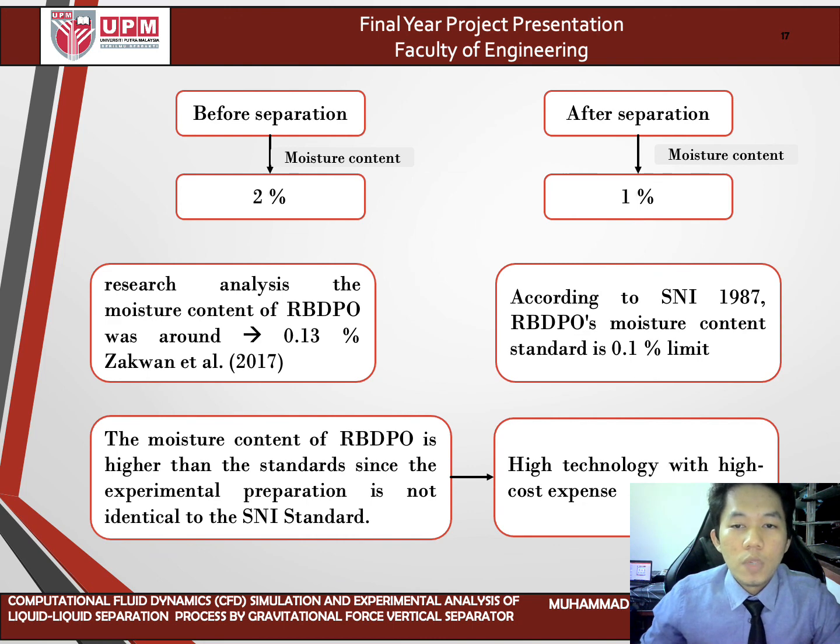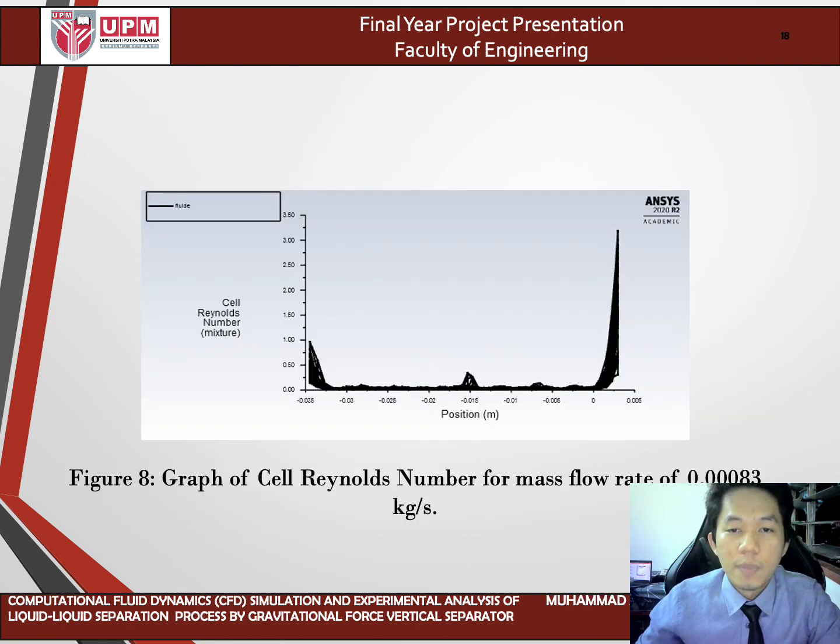So what can we get in this project? The moisture content before separation is 2%, while after separation is 1%. According to standard, the moisture content limit is 0.1%. However, the moisture content of RBDPO is higher than the standard, since the experimental preparation is not identical, due to the high technology with high expense.